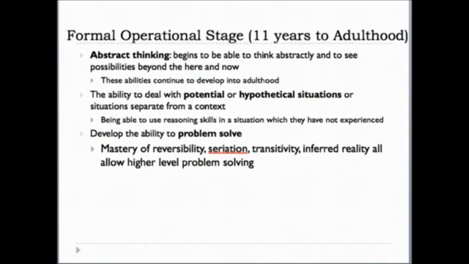So the final stage that occurs at 11 years and continues into adulthood is called the formal operational stage. And this is where abstract thinking really kicks in. This is where children are now able to deal with hypothetical situations or situations that are not directly in the same context as the child, and they're able to begin problem solving. So the mastery of those previous tasks, reversibility, seriation, transitivity, and inferred reality, all allow kids to start using that higher level problem solving.